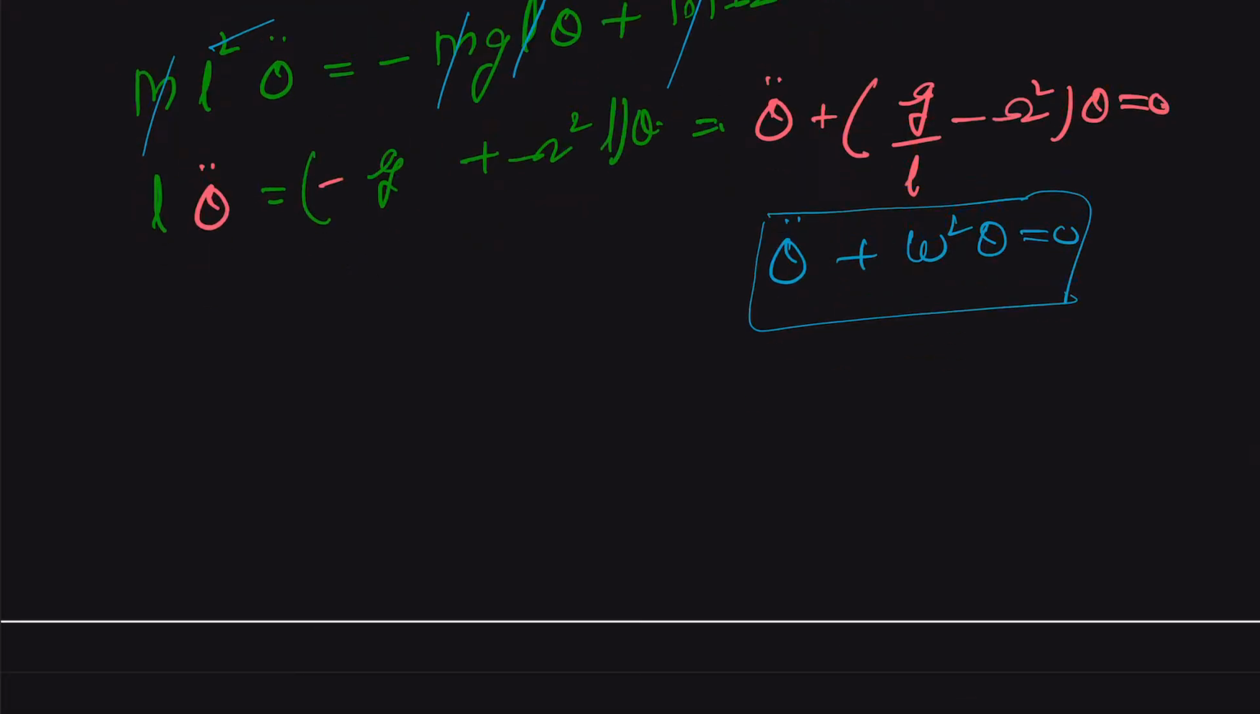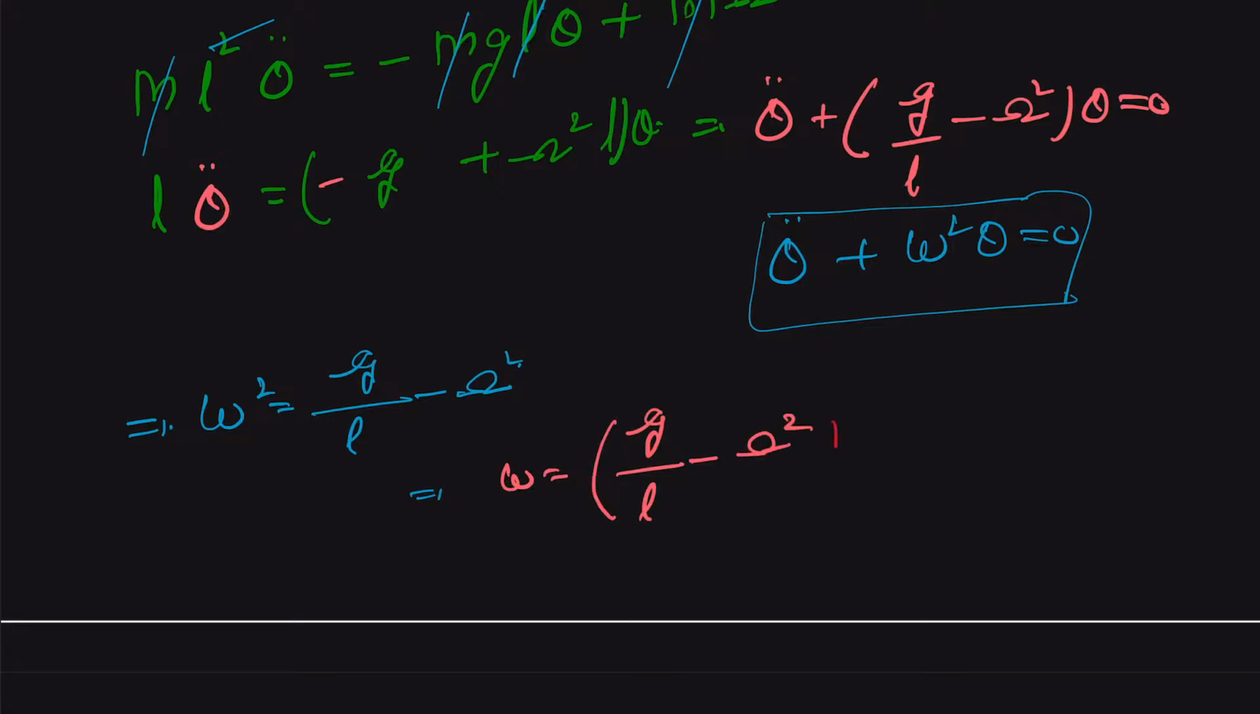Therefore, from one-to-one comparison, we can say that for a small angle, we have omega square is equal to g upon L minus omega square. Or we can just remove the square root. We get omega is equal to the square root of g upon L minus omega square. So this is the angular frequency for small angular oscillations.